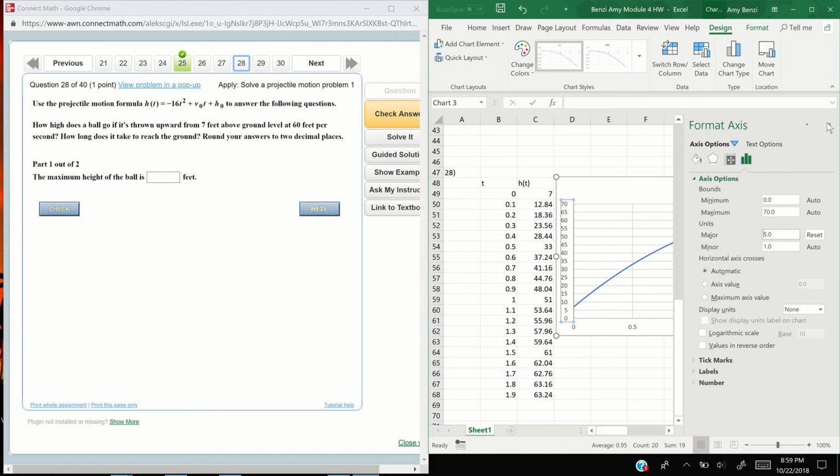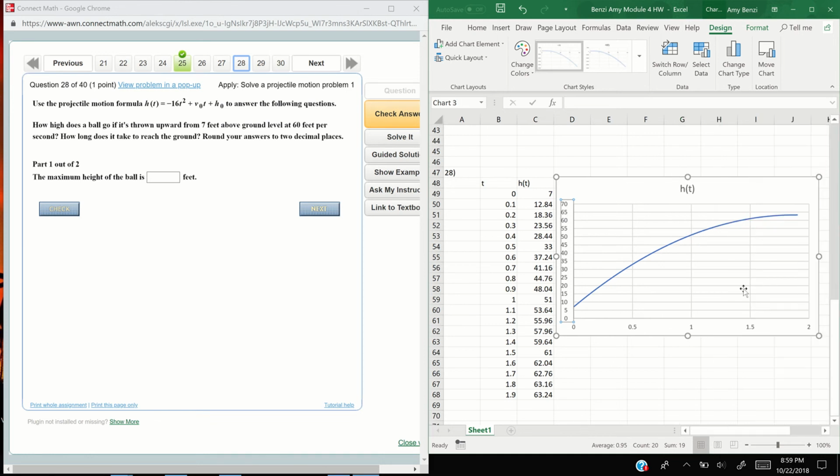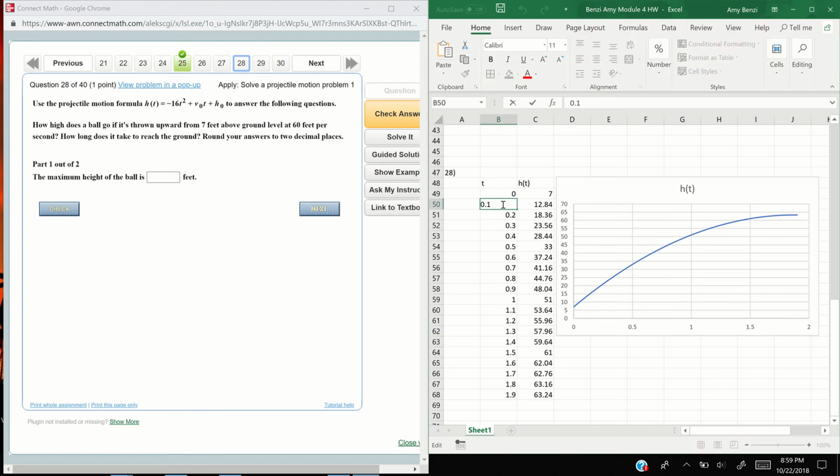All right, now I have another problem happening. Now the problem is that I need to see the whole entire graph. So counting by a tenth was just not quite right. I'm going to go ahead and count by a quarter. All right, so counting by a quarter.